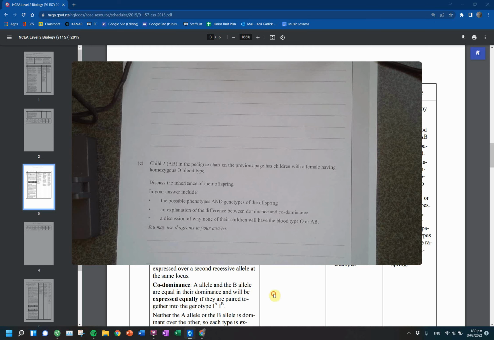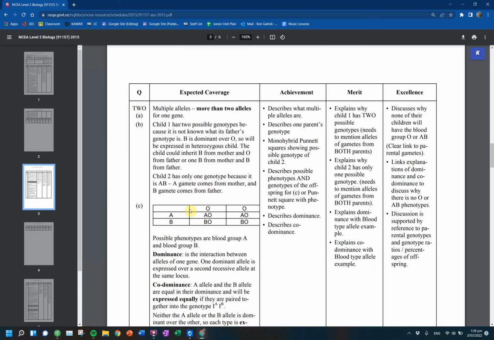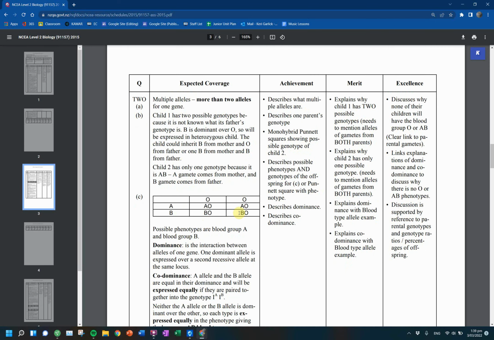schedule. So if we're looking at this, one of the first things you need to be drawing is the Punnett squares. So this is representing child 2, that AB, and that shows them having a child with a female that's homozygous recessive. So that O blood type, and then they filled in the Punnett square like they would with any monohybrid cross. So doing that is an achieve level point. Stating the possible phenotypes and genotypes. There's an and here, so you need to do both.